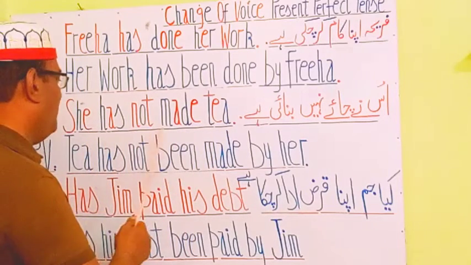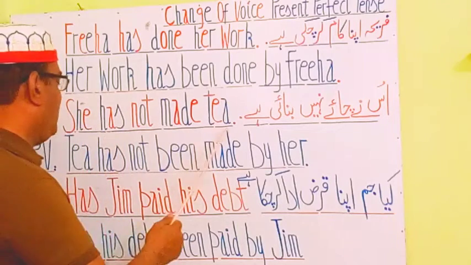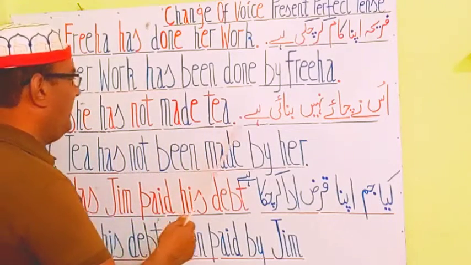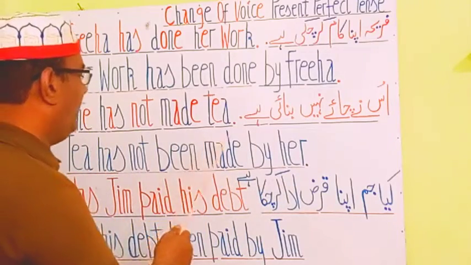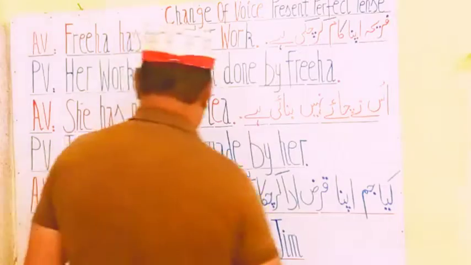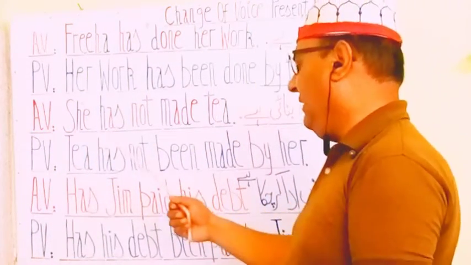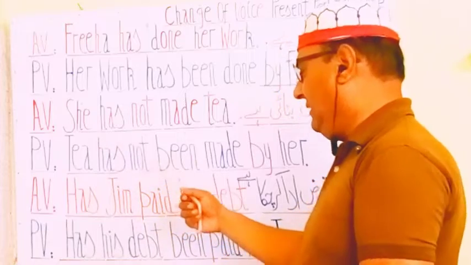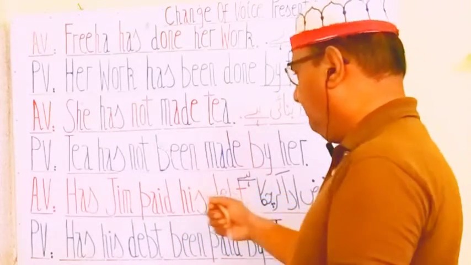So she has not made tea. The work is completed in the present time. She has not made tea. It reflects that the work is completed in the present time.